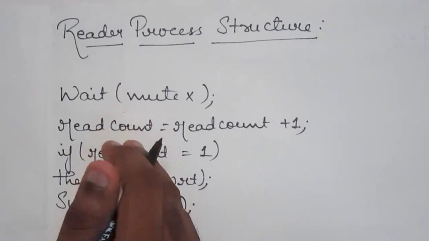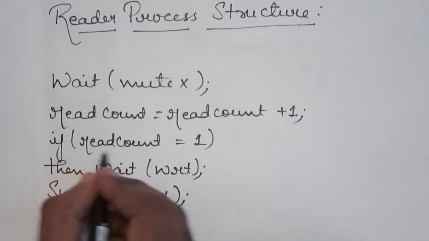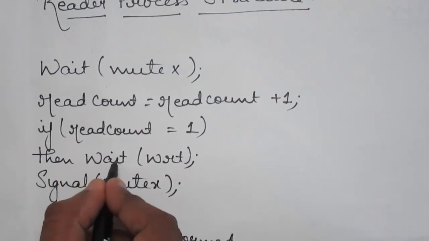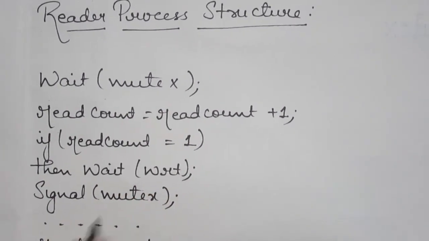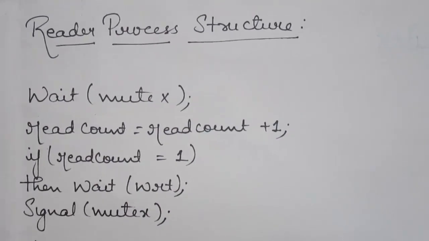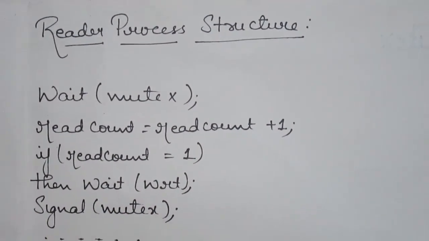So when reader 1 came, it incremented the read count value to 1. So here this if condition will be satisfied. Now it will perform the wait write operation. It will be successfully executed because write is a semaphore variable and it has been initialized to value 1. Now after this, the signal mutex operation will be performed.